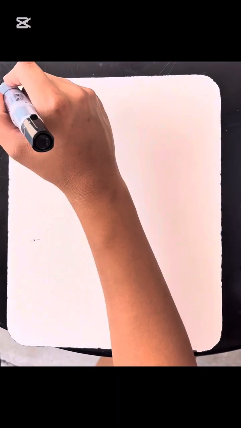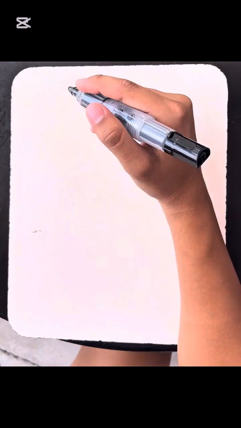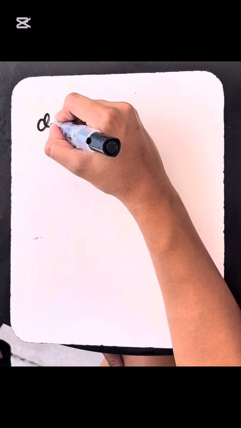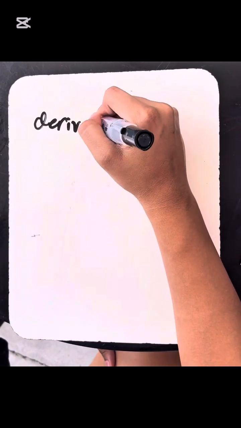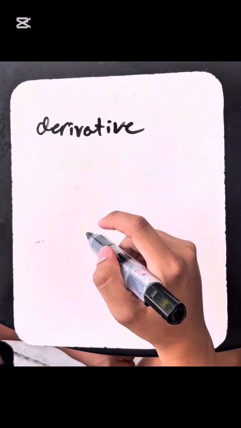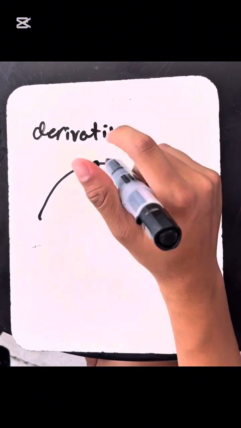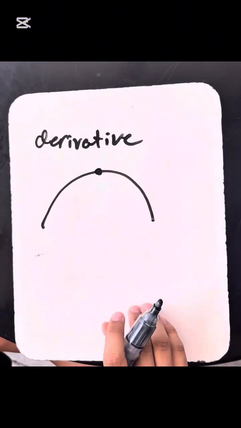So the first mathematical process we're gonna be teaching is finding the derivative using the power rule. So basically, what is a derivative? A derivative is the rate of change at a certain point, at a specific point.